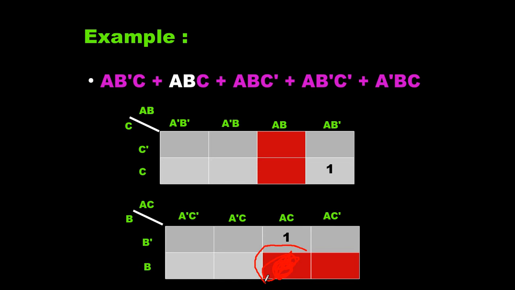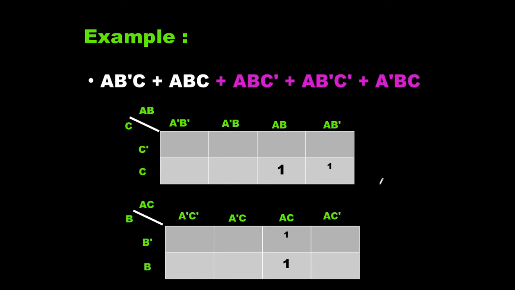Here I have AB, here both of those are AB. This is AB, C not, and this is ABC. So I'll take this one as a one. Go A, B, C naught. A, B, C naught is gonna be this one. A, B naught, and C naught is gonna be this one. And A naught, B, and C is gonna be this one. And the rest of those zero.